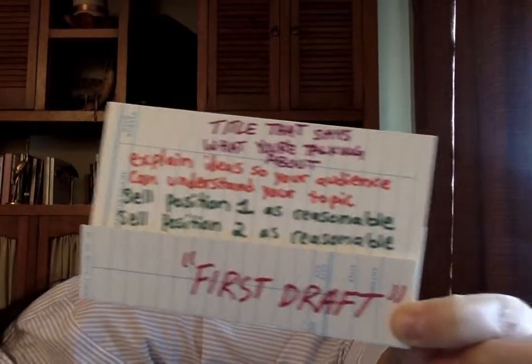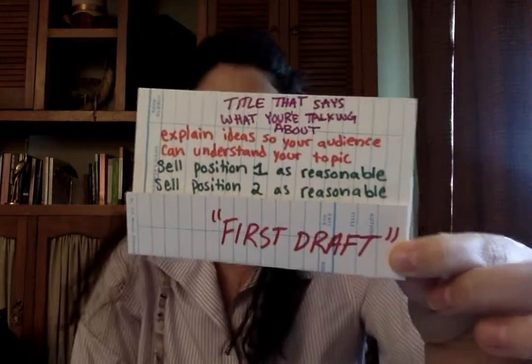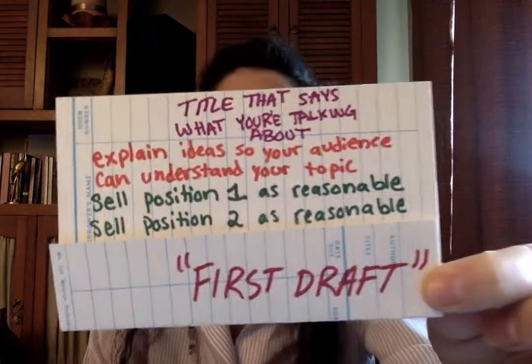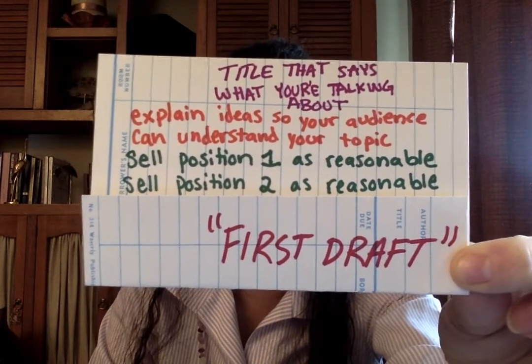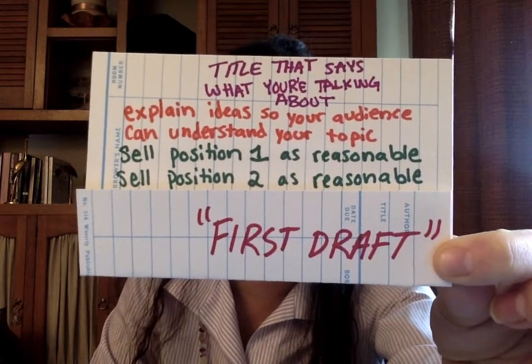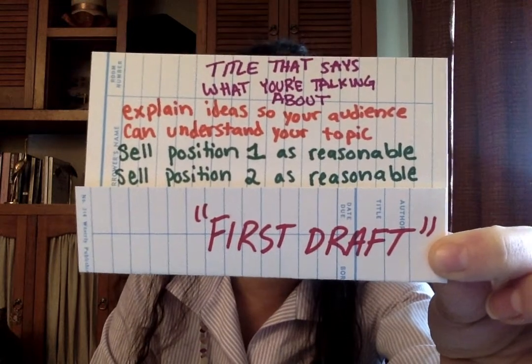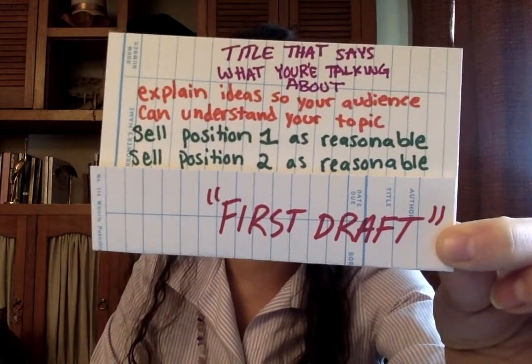You need to explain anything that needs to be explained. So if you're talking about abortion, for example, what does abortion mean? What's the difference between a zygote, an embryo, a fetus, and a baby? Explain anything we need to know. And then your first draft is going to involve you explaining how reasonable position 1 is, and then explaining how reasonable position 2 is. They better both be reasonable.